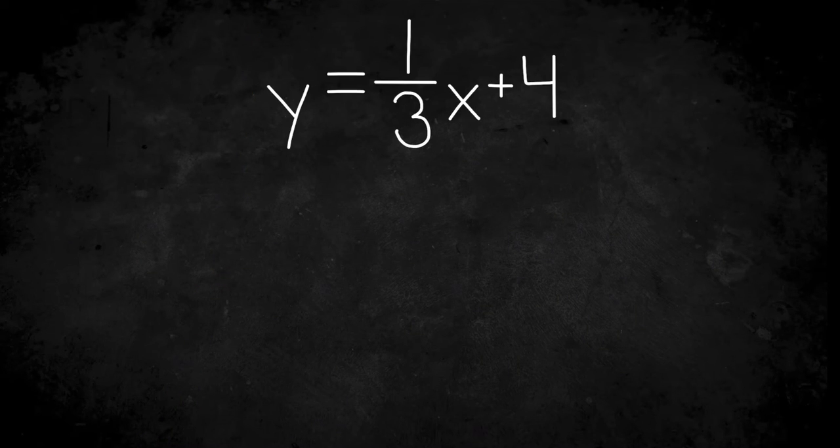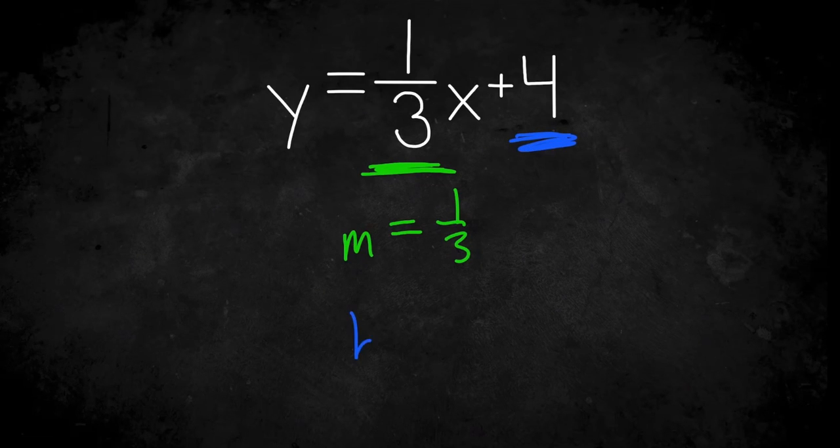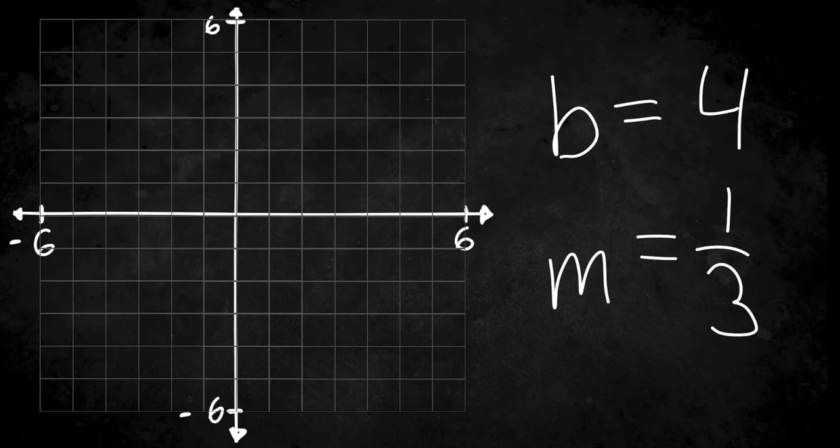We have y equals 1/3 x plus 4. So the coefficient here with x is 1/3, so we have m equals 1/3. We're adding 4, so that means b equals 4. Now, again, we can use this information to graph the equation. So since b equals 4, we go up 4, 1, 2, 3, 4, since x equals 0, and graph it.